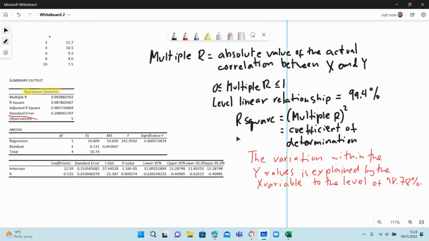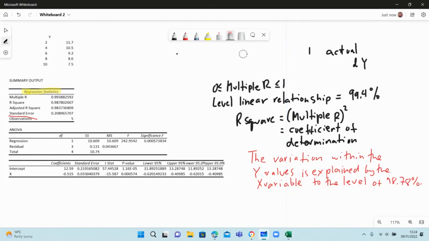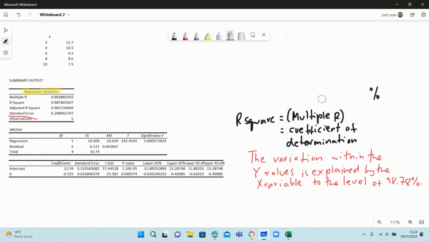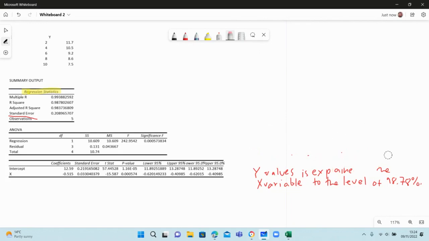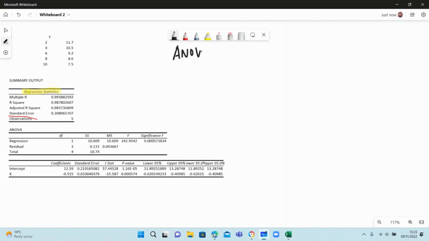Okay, so now we go to the second part of the summary output, which is the ANOVA part, or the analysis of variance. So what does this part of the regression analysis actually say? So ANOVA again is just the analysis of variance.